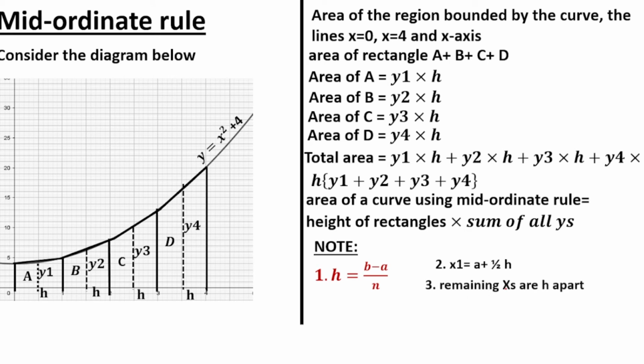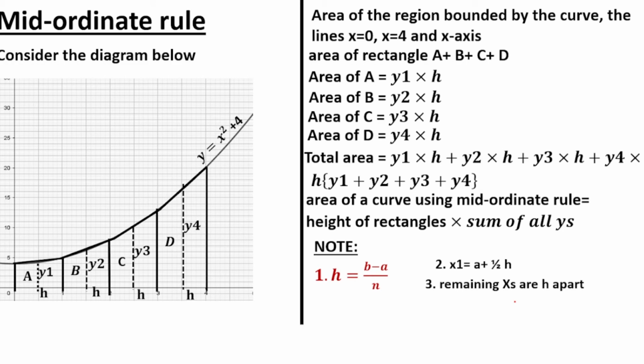Then lastly, the remaining x's, that is the subsequent x's, are h apart, that is, the difference between any two x's will be the value of h. So if you have the first x as this one, then the second x will be equal to x1 plus h, while the next one becomes x2 plus h. Those are the subsequent x's, and that is how you can obtain them. So I think those are the most important things that we basically need to say on the mid-ordinate rule.